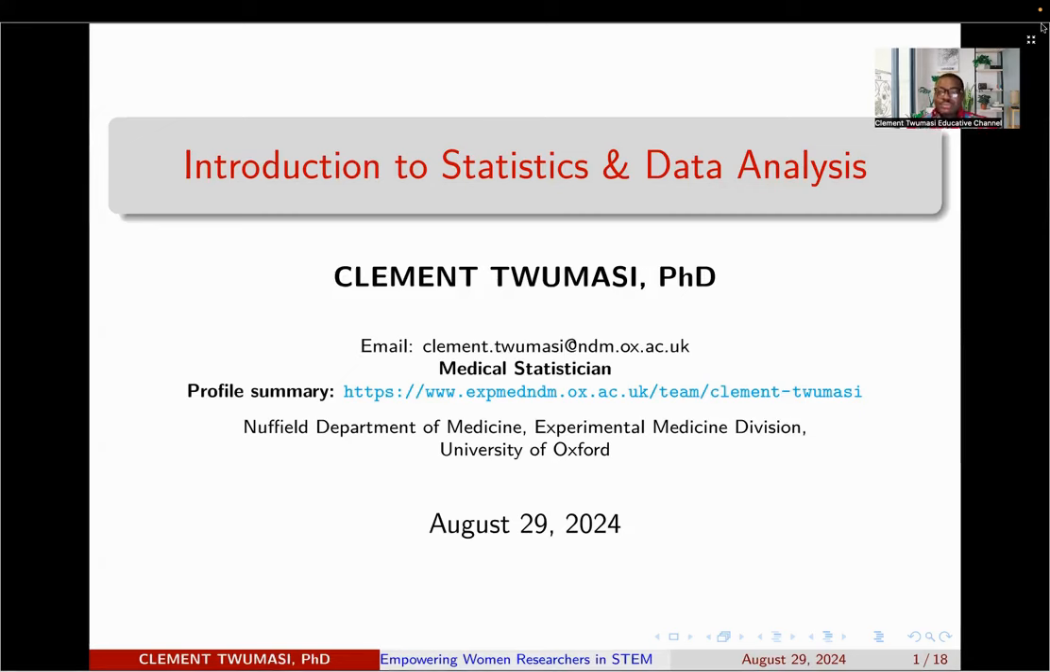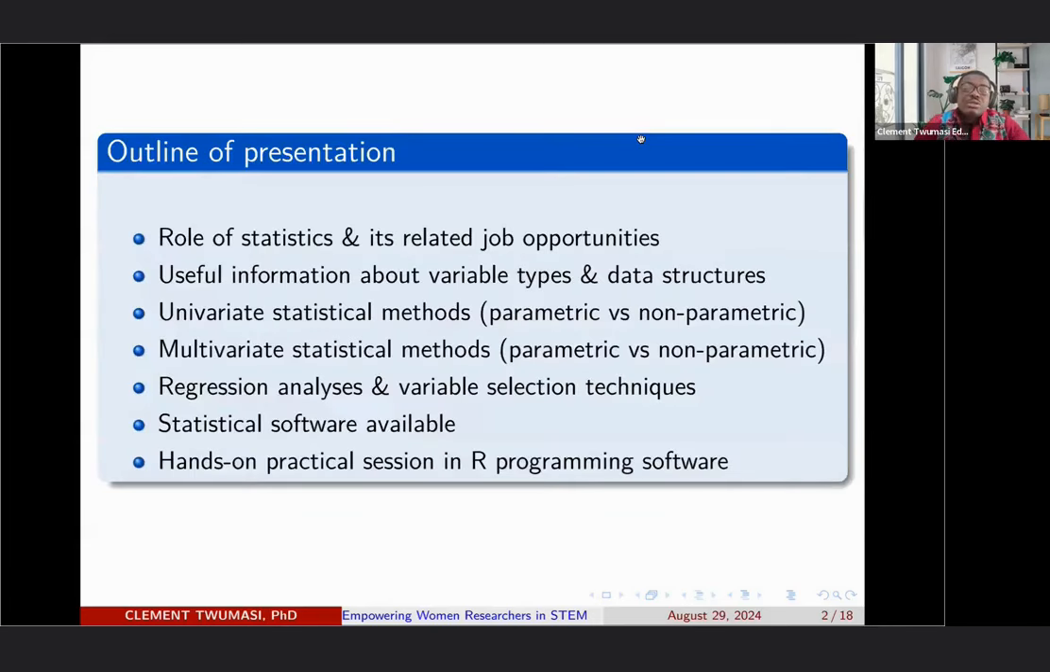So today we are going to learn a bit about not just statistics, but also the roles in statistics and some of the job opportunities. And then we'll touch a bit on some terminologies that we need to familiarize ourselves with, particularly some useful information about variable types, data structures, and the kind of statistical methods we have, both for the univariate and multivariate case under the parametric and non-parametric conditions. We look a bit at regression analysis, focusing on classes of regression analysis and variable selection techniques. And then we'll wrap up with some existing software that you need to be aware of, and finally do some hands-on practical session.